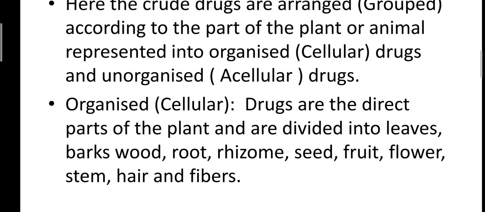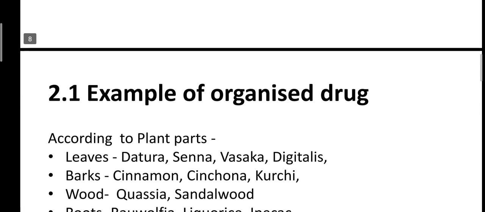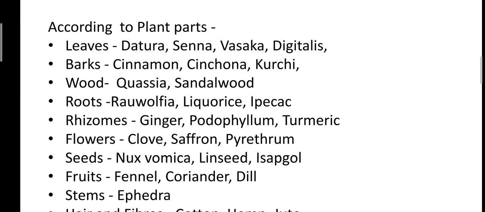These come under the organized, meaning direct cellular, direct plant parts. Second, examples of organized drugs according to plant parts. Let's see examples. Leaves: datura leaves, senna leaves, vasaka leaves, digitalis leaves. In barks: cinnamon bark, cinchona bark, kurchi bark. Wood: quassia, sandalwood. Roots: rauwolfia, licorice, ipecac. Rhizomes: ginger rhizome, podophyllum, turmeric.